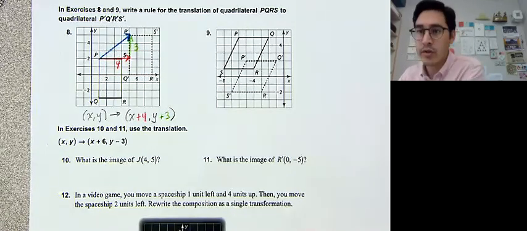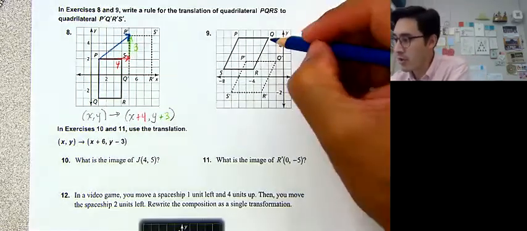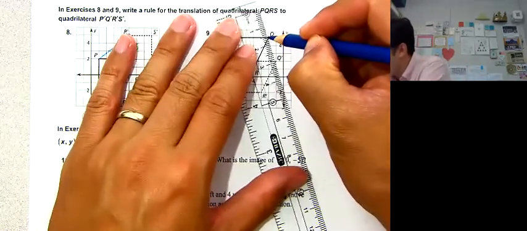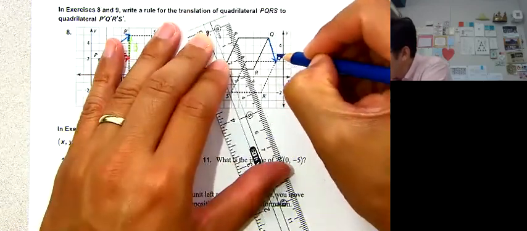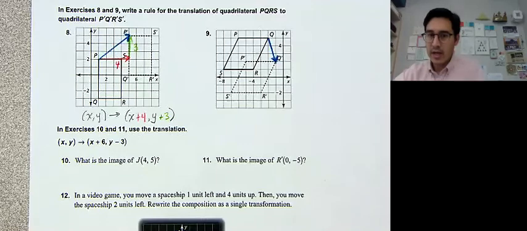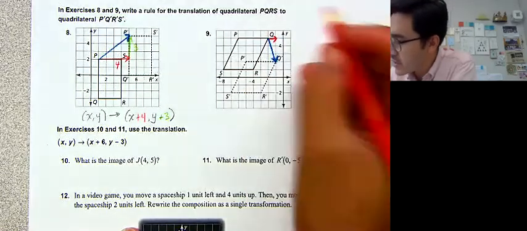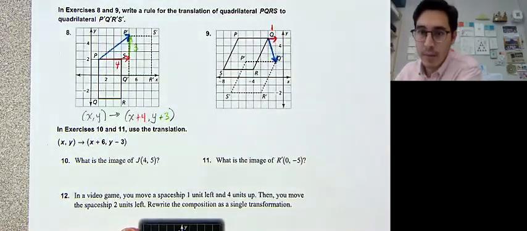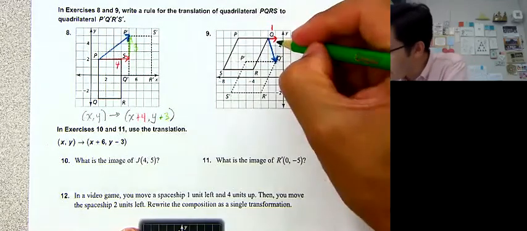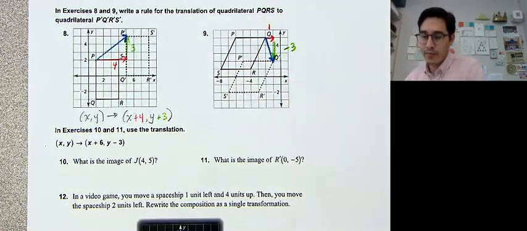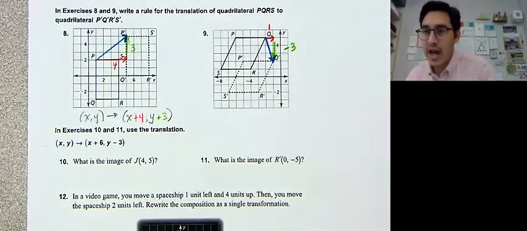Again, we need to draw a vector from an original point to a new point. So I'm going to go from Q to Q prime. All right, so that's my vector. And now I'm going to break it up into its components. So always do the horizontal component first, right? So that's going to be +1. And then our vertical component is going to be -3. So as a rule, the x coordinate is going to increase by 1. The y coordinate is going to decrease by 3.